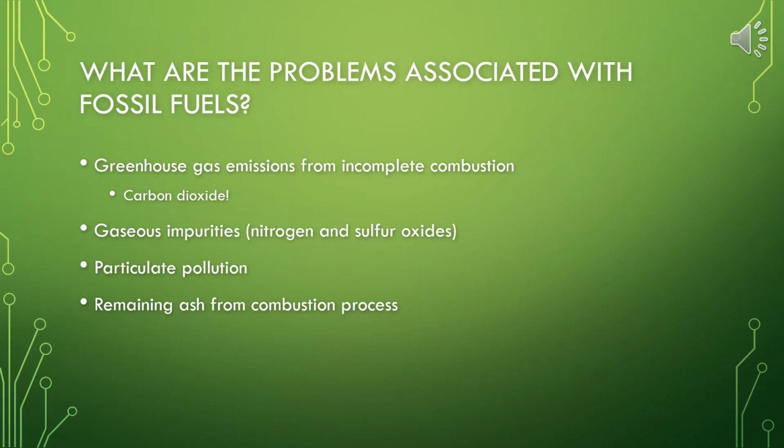Additionally, there are impurities in all of these resources. Most of those impurities come in the form of nitrogen or sulfur compounds, which means when we burn the resource, we're releasing most often nitrogen and sulfur oxides into the atmosphere. Both of those are major air pollutants and can lead to issues such as acid rain.